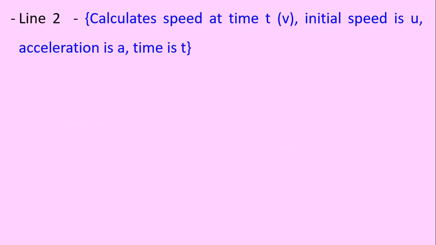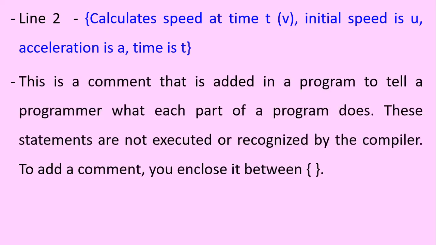Line 2, which we have seen, is a comment that is added in a program in Pascal in order to tell a programmer what each part of a program does. These statements are not executed or recognized by the compiler. To add a comment in Pascal, you enclose the explanation between the braces, the opening and the closing brace.